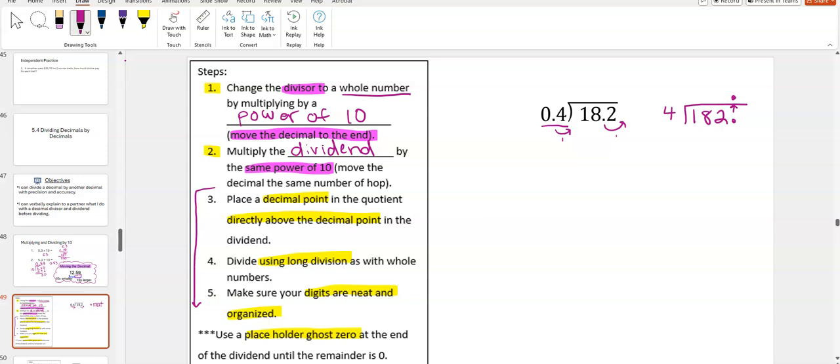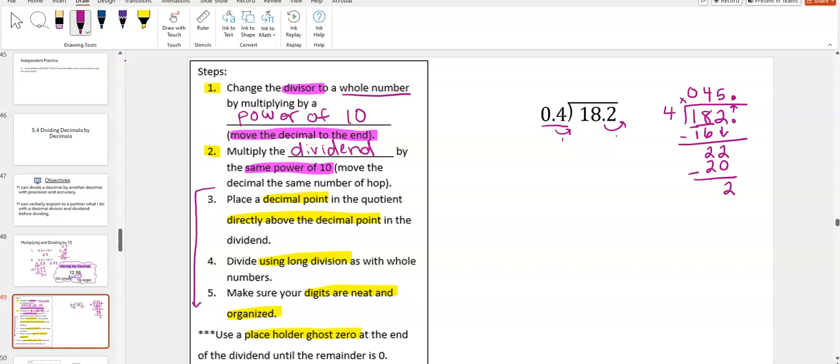So let's continue to divide this. I've moved everything, so I'm ready to go. Remember, we're going one digit at a time. I'm going to look at 1. Can 4 go into 1? No, 0 times. I'm going to look at 18. Can 4 go into 18? Yes, 4 times. 4 times 4 is 16. Subtract and bring it down. Check: is my 2 smaller than my 4? Yes. Bring down and divide again. 4 into 22, that's 5 times. 4 times 5 is 20. Take away, and I get a 2.